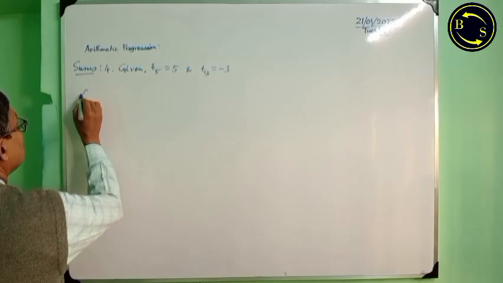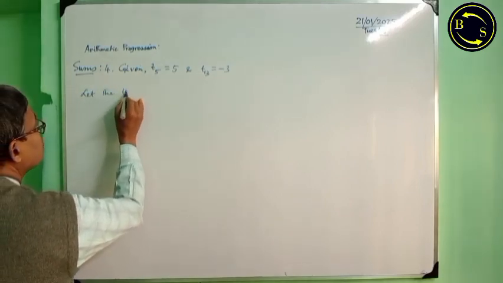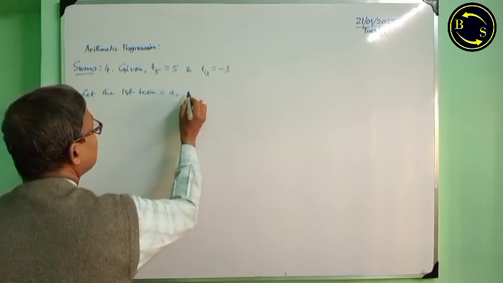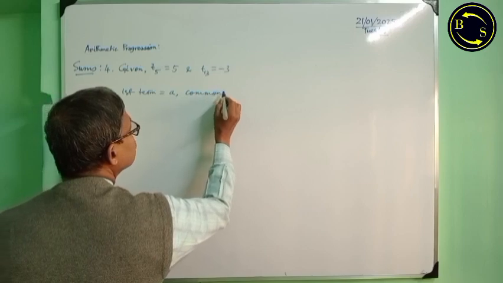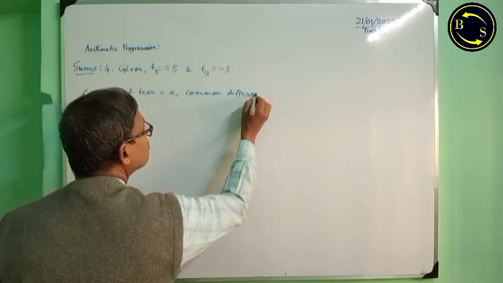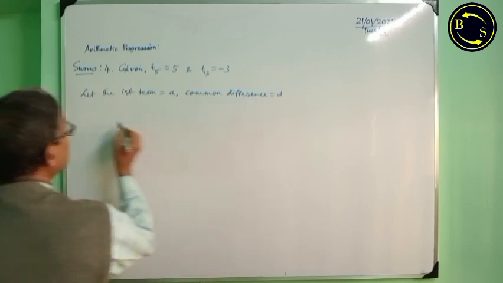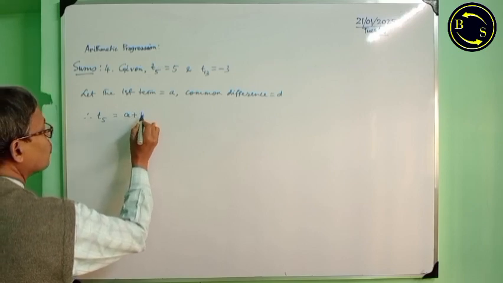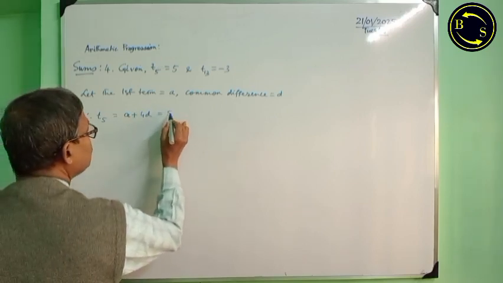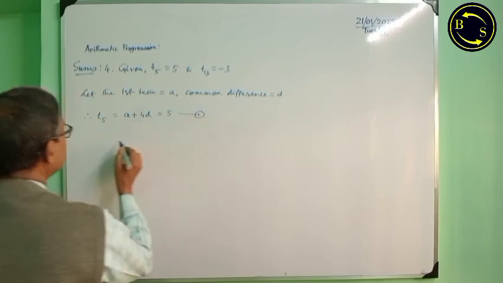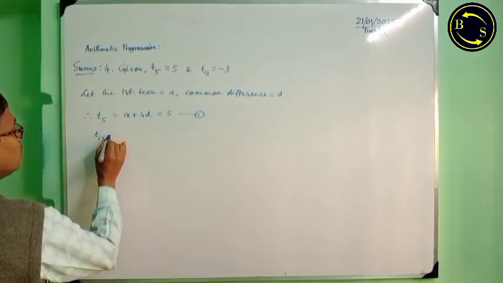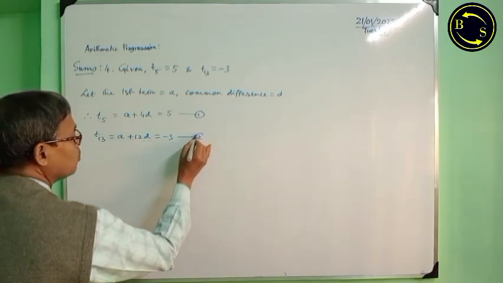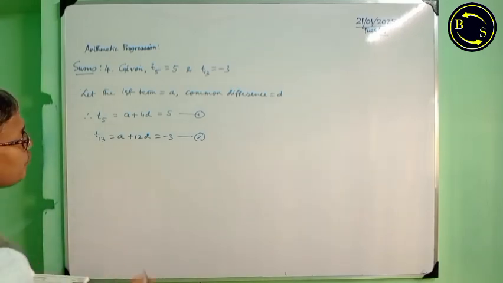Let the first term be a and the common difference d. Therefore, T5 is equal to a plus 4d, that is equal to 5. This is equation 1. T13, a plus 12d, is equal to minus 3. This is equation 2. Now we solve for a and d.